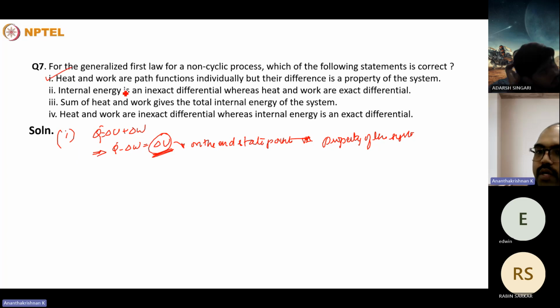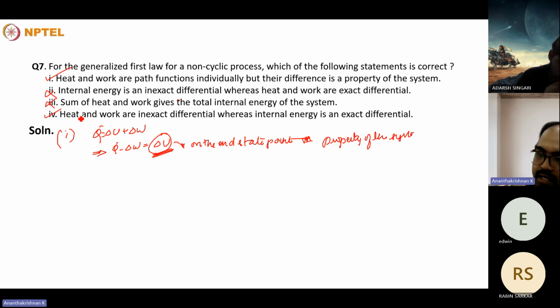Then we move to option 2. Internal energy is an inexact differential, whereas heat and work are exact differentials. It's wrong. Sum of heat and work gives the total internal energy of the system? No, that's wrong. It's the difference between these two that gives the total internal energy of the system. And heat and work are inexact differentials, whereas internal energy is an exact differential. Yes, that's right.